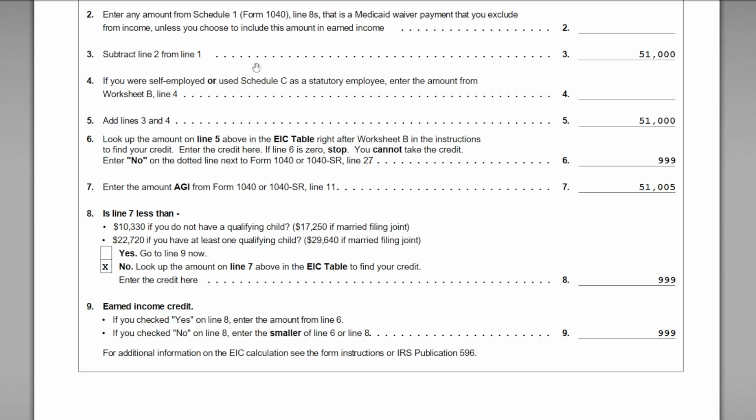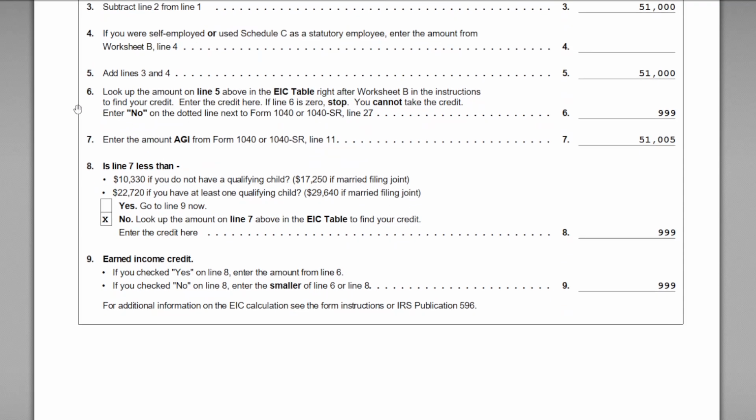Now, line 4, Jane is an employee. She's not self-employed. But if you are self-employed, you would complete Schedule C to report your self-employed earnings and pay taxes on those. Self-employed earnings do constitute earned income, so you can include those in this calculation. For our example, we don't have any self-employed income, so that line item is left blank.